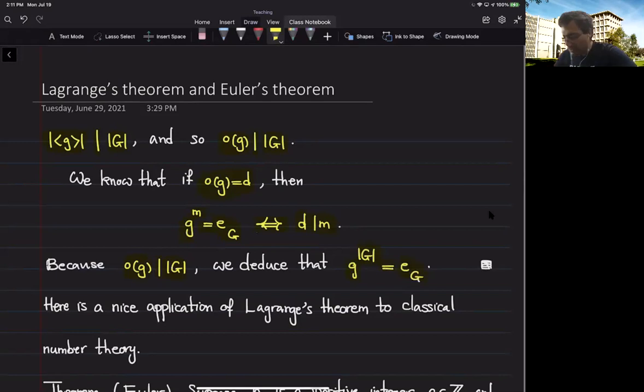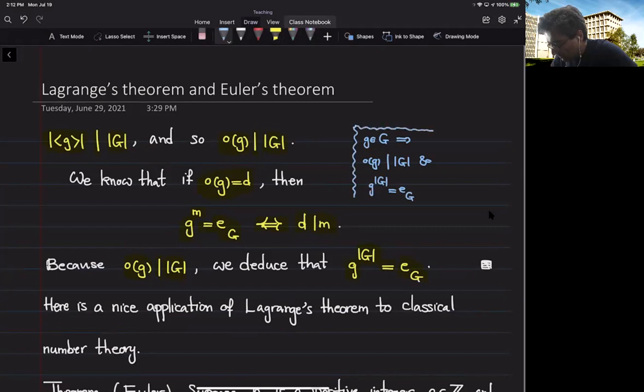So again, let's repeat this. If G is a finite group and g is an element of this finite group, then the order of g divides the cardinality of this finite group, and g raised to the power of the cardinality of the group is the neutral element of the group. These are important facts that we deduced using Lagrange's theorem. They can have many implications.